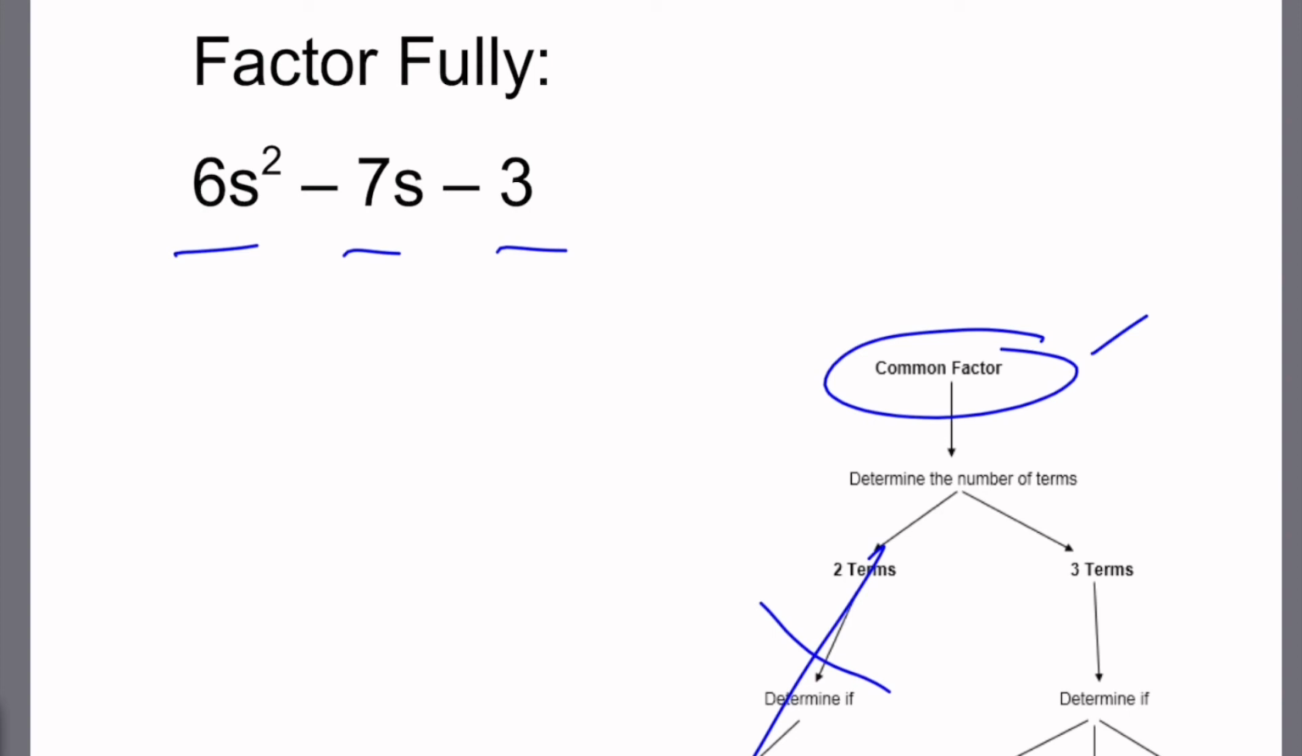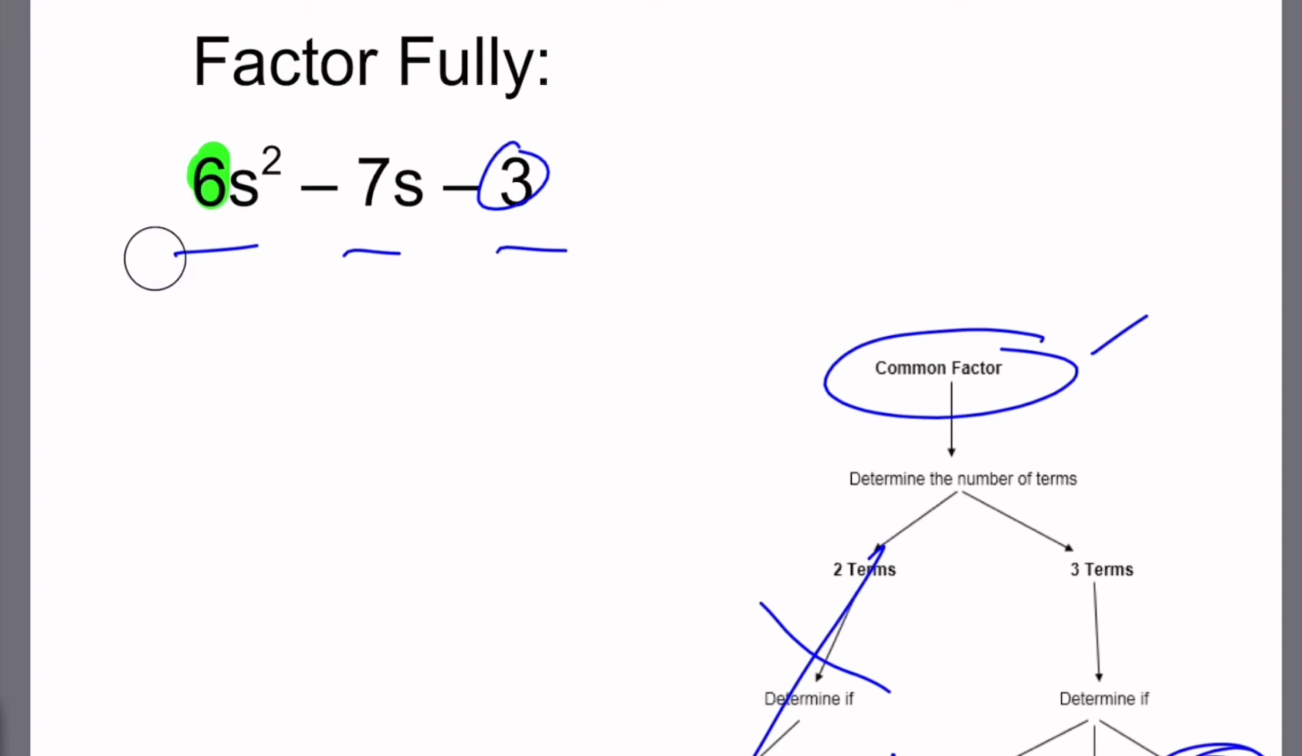See if it's a perfect square trinomial. We have a 6 and a 3, which are not perfect squares, so unfortunately that won't work. Check to see if it's a simple trinomial. We have the 6 in the front, which is not a 1, so unfortunately that doesn't work. So this is the one scenario you try to avoid, but unfortunately we can't avoid it here. It will be a complex trinomial.